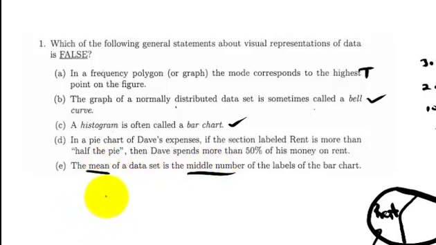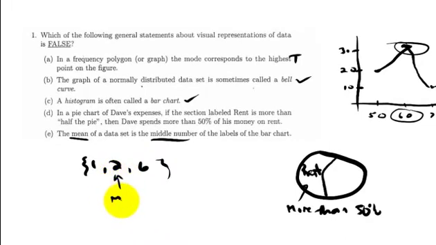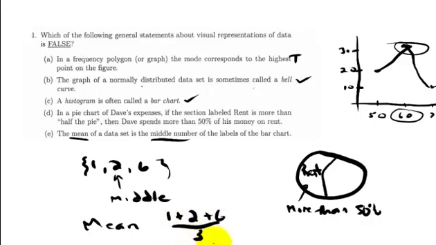Like if I just gave you a set of numbers, say 1, 2, and 6, the middle number is 2. That's the middle. But the mean is 1 plus 2 plus 6 over 3. That's 3. So the middle is 2, the mean is 3. So the mean and the middle number do not have to be the same.